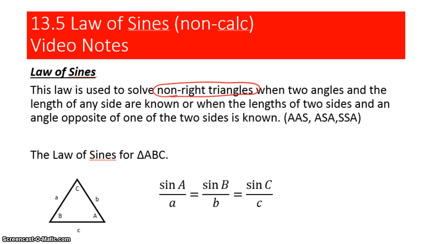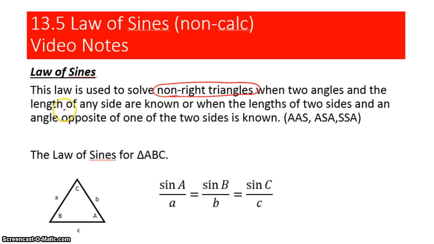Okay, so we use this when you have two angles and any side, or two sides and an angle opposite one of them. So like you learned in geometry, if you have an angle and a side, or the side between the two angles, or the angle across from those sides, okay? If you don't have one of those scenarios, then we're going to use the law of cosines, which will be the next lesson. Okay, so all of these today will fit into the law of sines category.